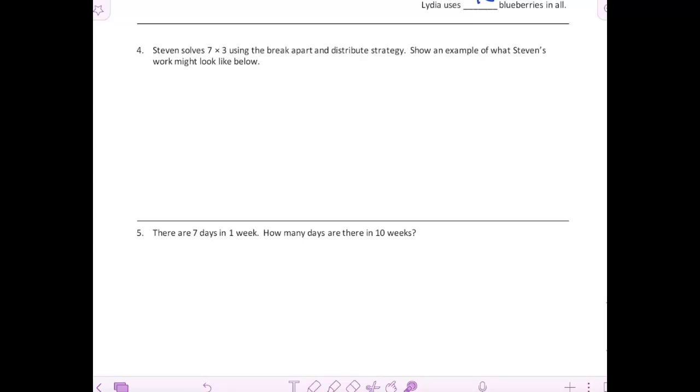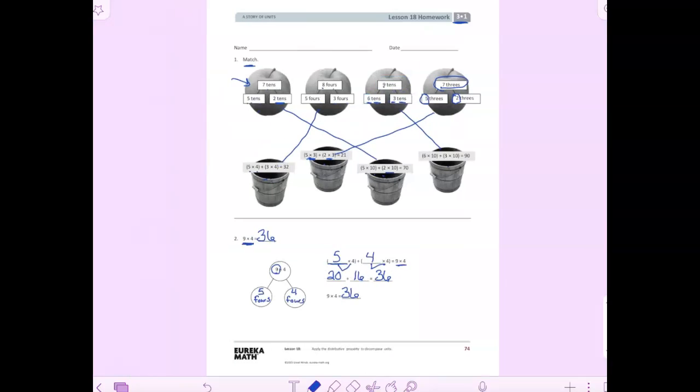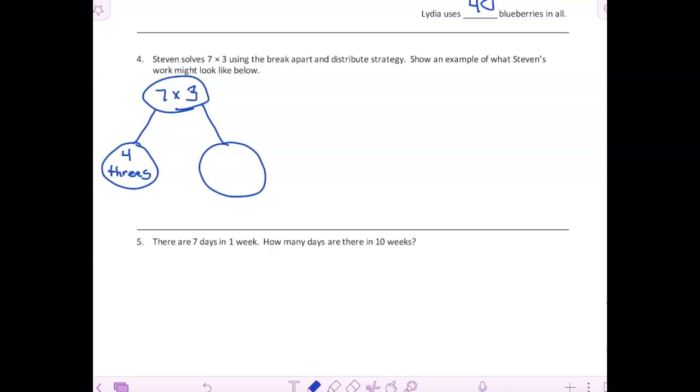Let's look at number 4. Stephen solves 7 times 3 using the break apart and distribute strategy. Show an example of what Stephen's work might look like below. Well, Stephen is going to write 7 times 3 in a number bond. He's going to break apart the 7. I'm going to use 4 and 3. 4 plus 3 equals 7. So 4 3s. You know what? Did we just do this on the other page? Yeah, we're good. 4 3s plus 3 3s.